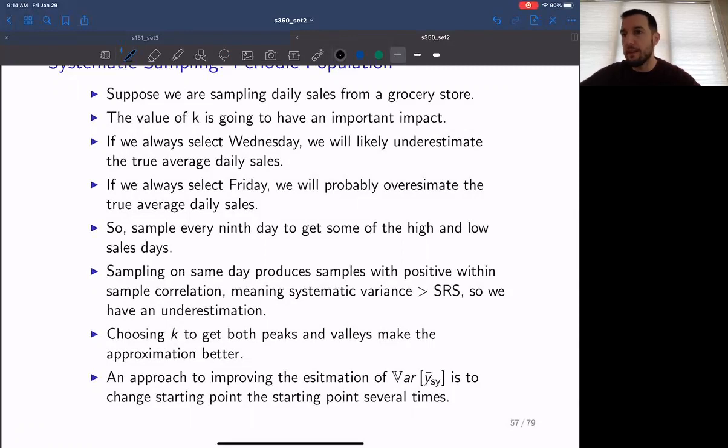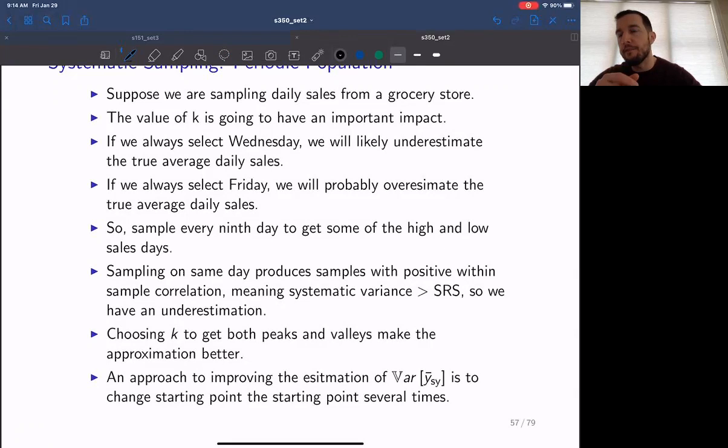But in this case, the value of K is going to be very important, because from Monday to Sunday you would expect to see some sort of periodic trend in the sales from the grocery store, probably peaking on the weekend and being much smaller earlier in the week. If you choose K to be, for example, 7, given there are 7 days in the week, you're always going to be sampling on the same day of the week. So you can expect rho to be positive, because the sales on each day of the week are probably going to be very similar to each other.